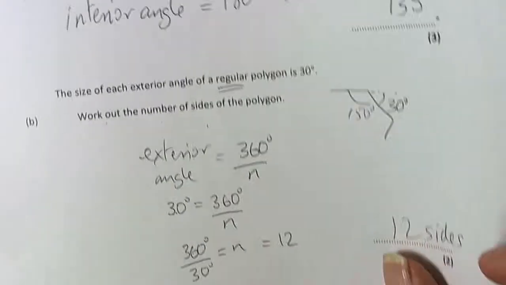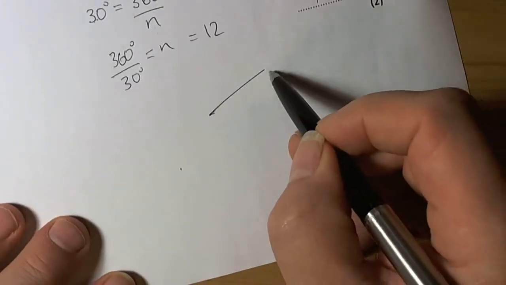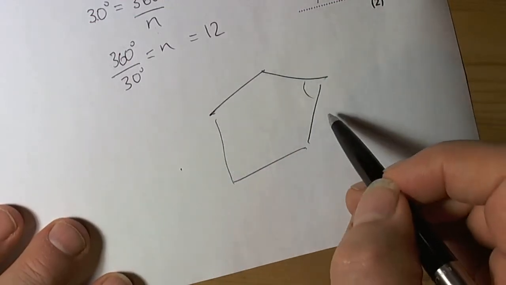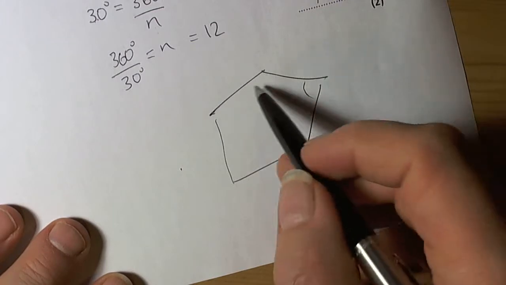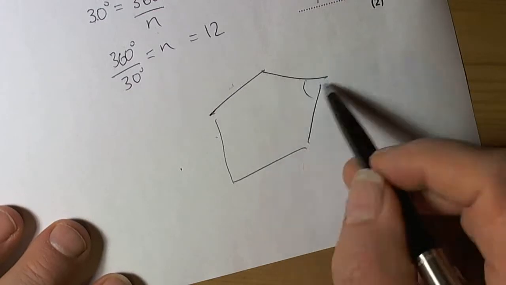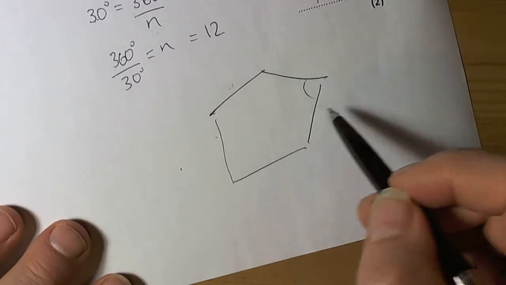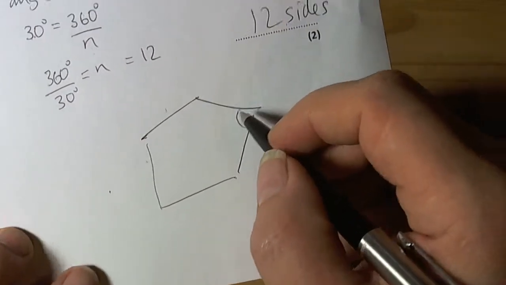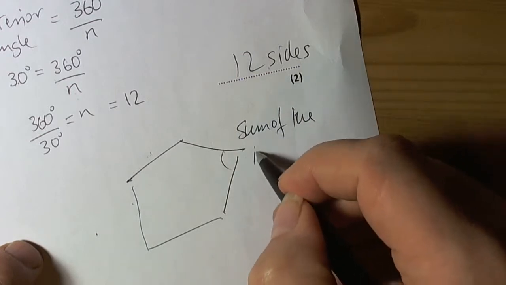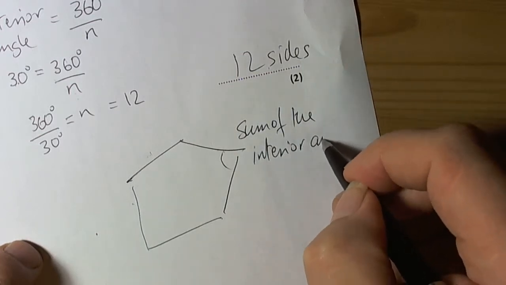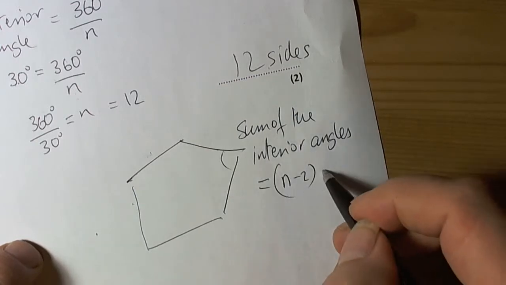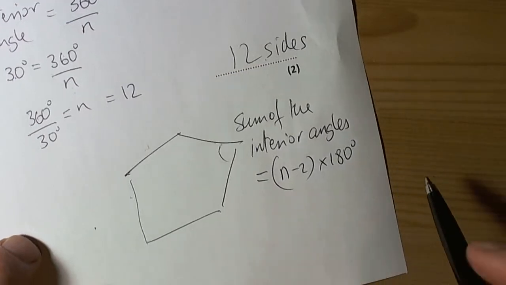If you've got an irregular polygon though, so if we had an irregular polygon, so something that had nothing the same, no angles, no lengths, or could have two lengths the same, etc., but something's different about it. There's nothing regular, not everything's the same. Then there is one other rule that you need to remember, and that is the sum of the interior angles equals n minus 2 times 180 degrees.